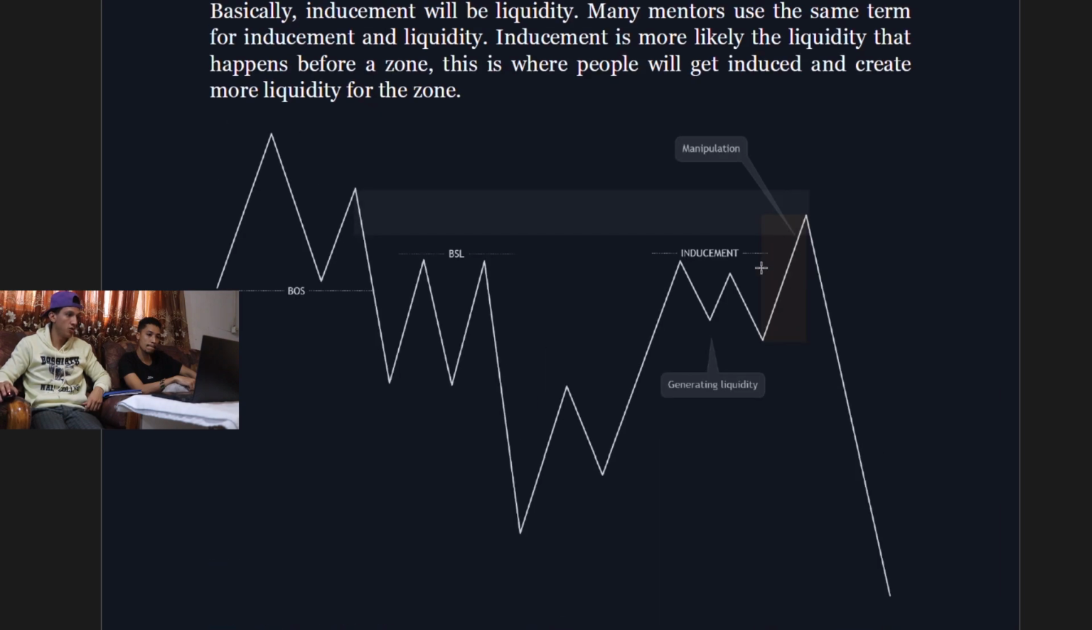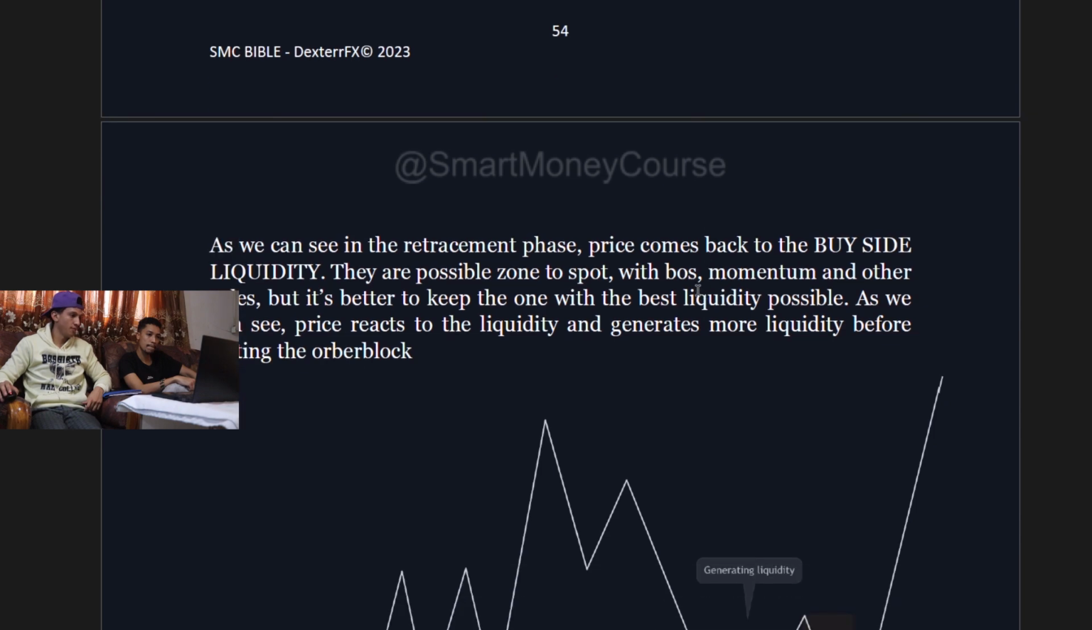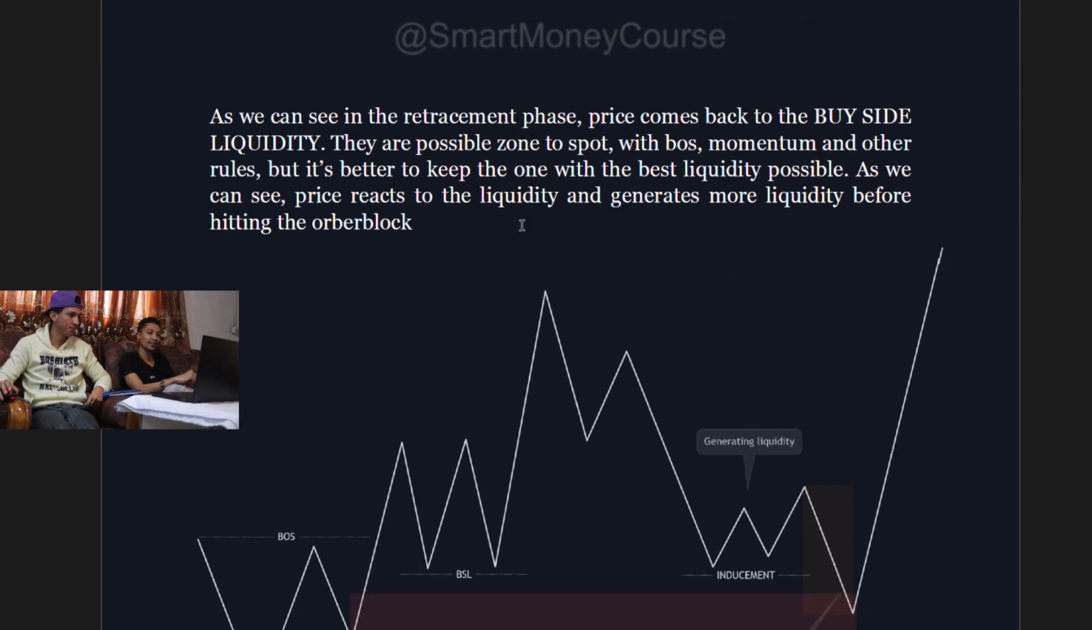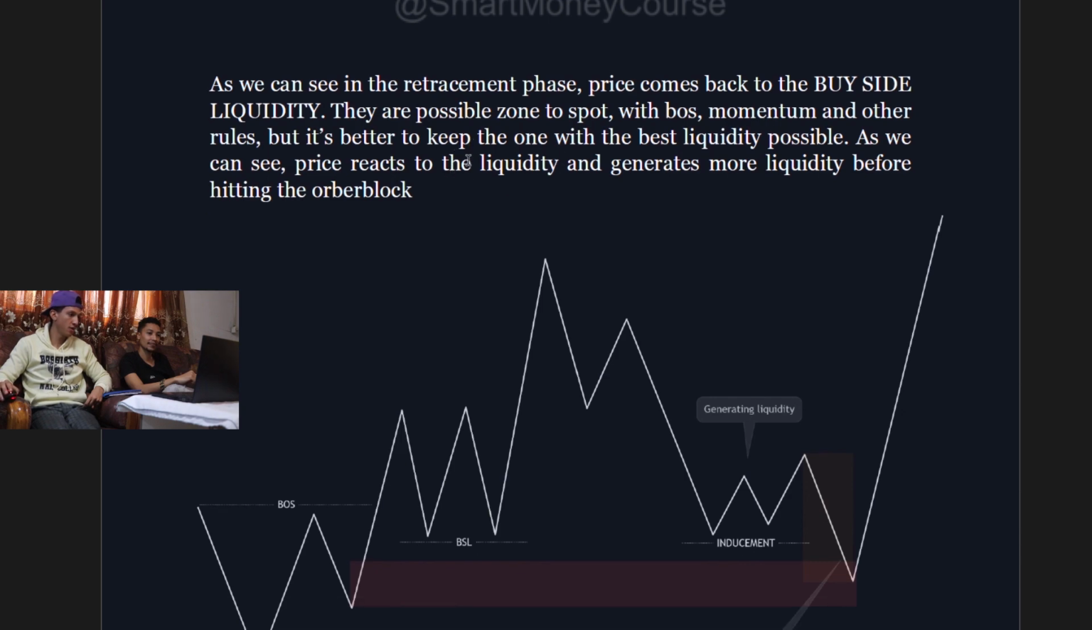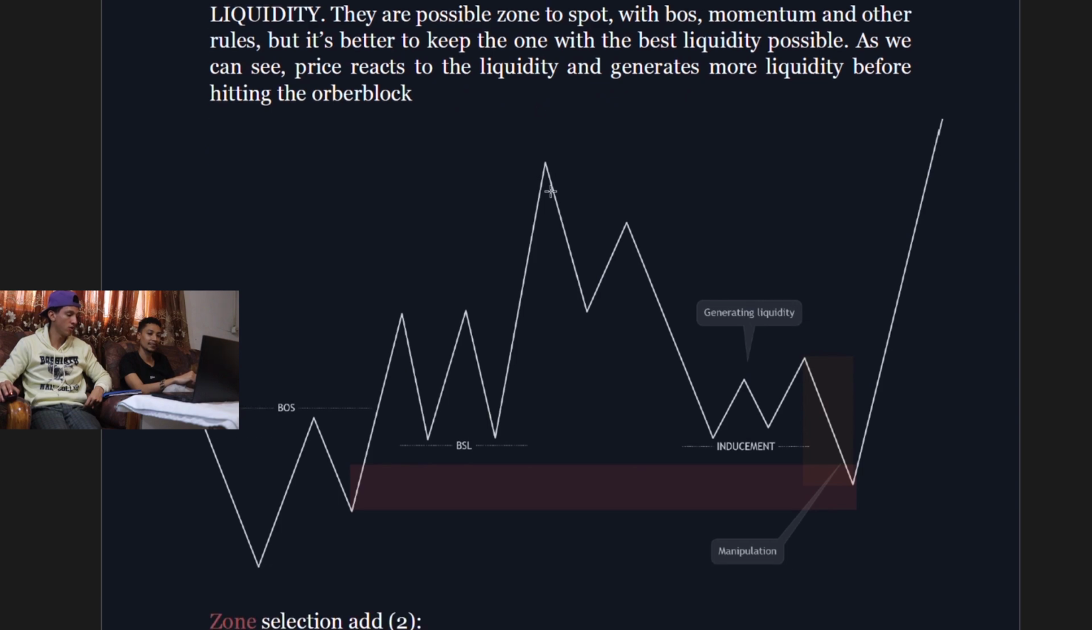So that is just introducing the inducement onto this. As you can see in the retracement phase, price comes back to the buy side liquidity. There are possible zones to spot with PO stocks, momentum and other rules, but better to keep the one with the best liquidity possibilities. As we can see, price reacts to the liquidity and generates more liquidity before hitting the order block.